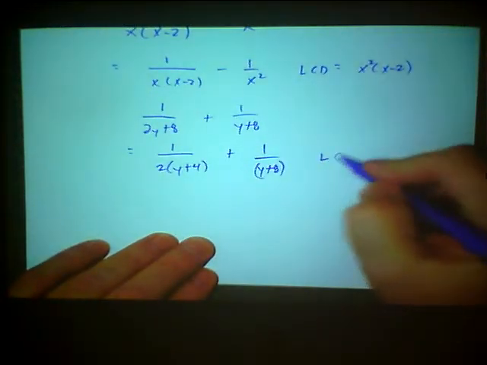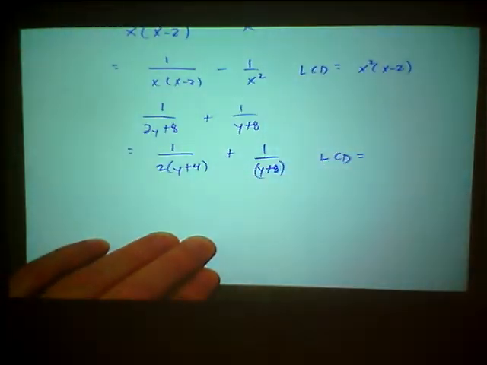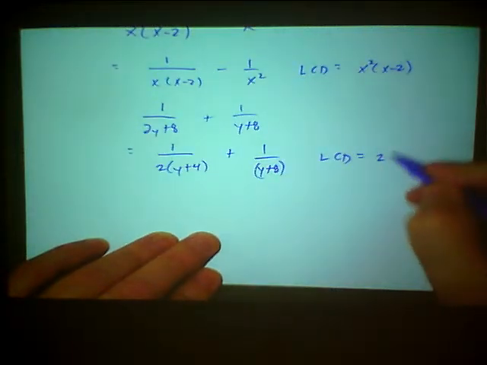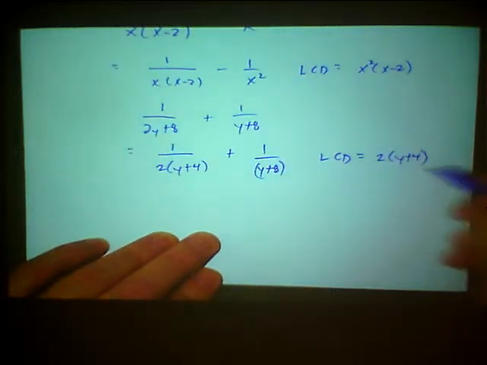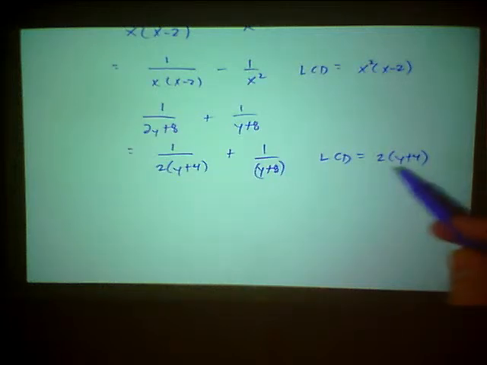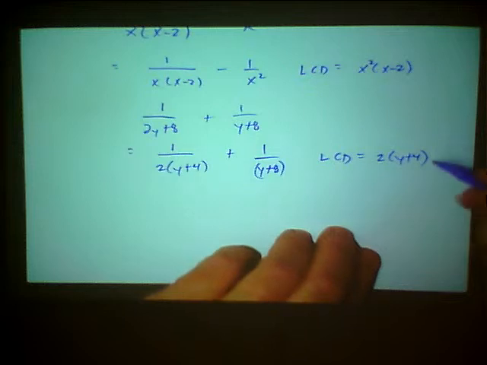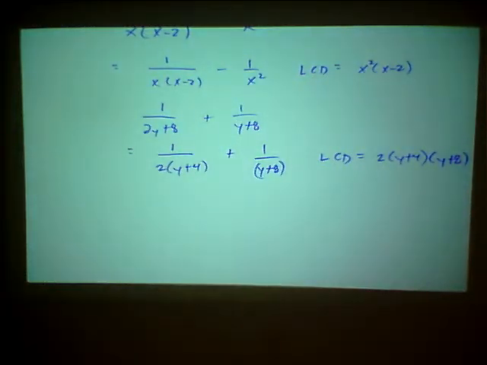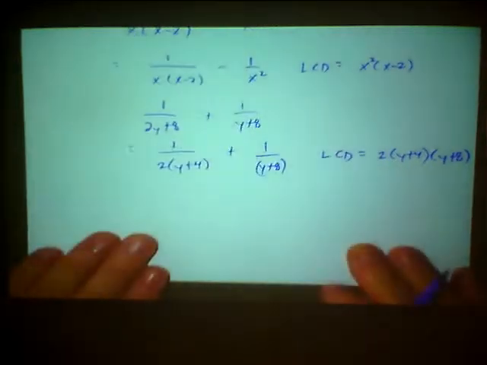My LCD, I write the first denominator. And then I go look at my second denominator. I need a y plus 8. I look. I don't have a y plus 8. I have a 2 and a y plus 4. So I go ahead and put the y plus 8 in there. And there's my LCD. All right, 3 more examples.